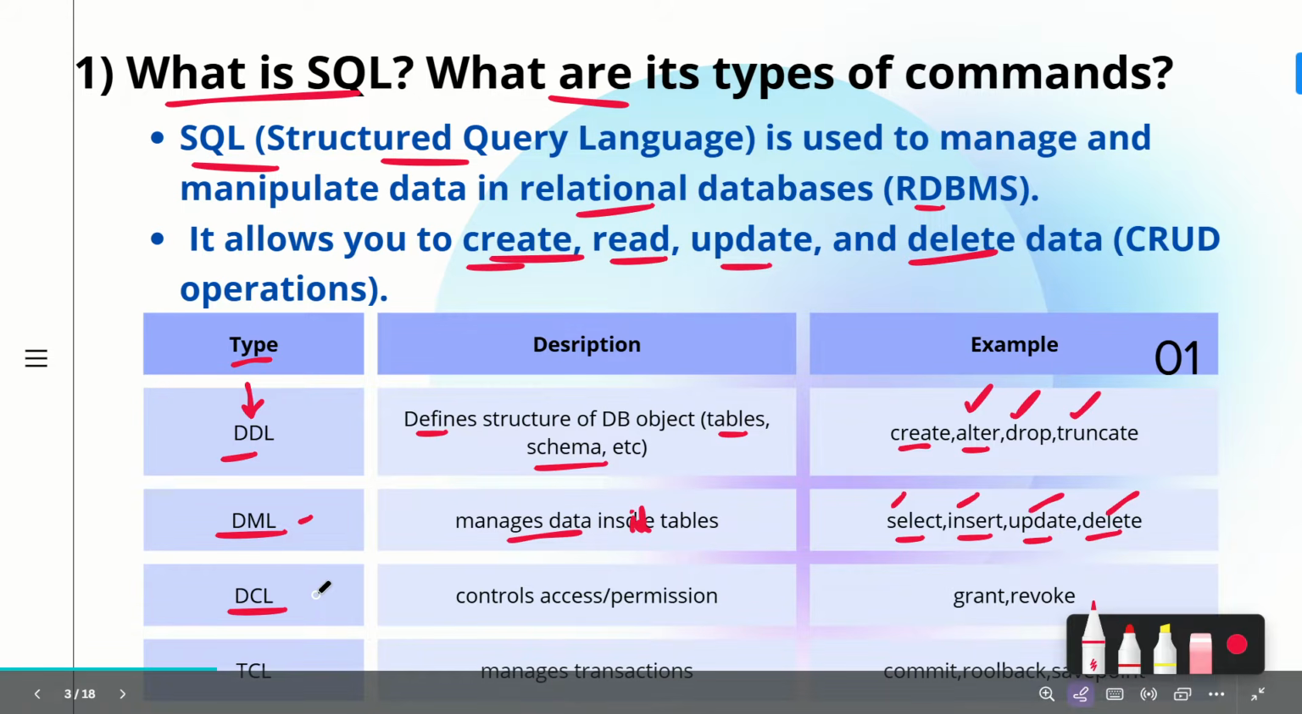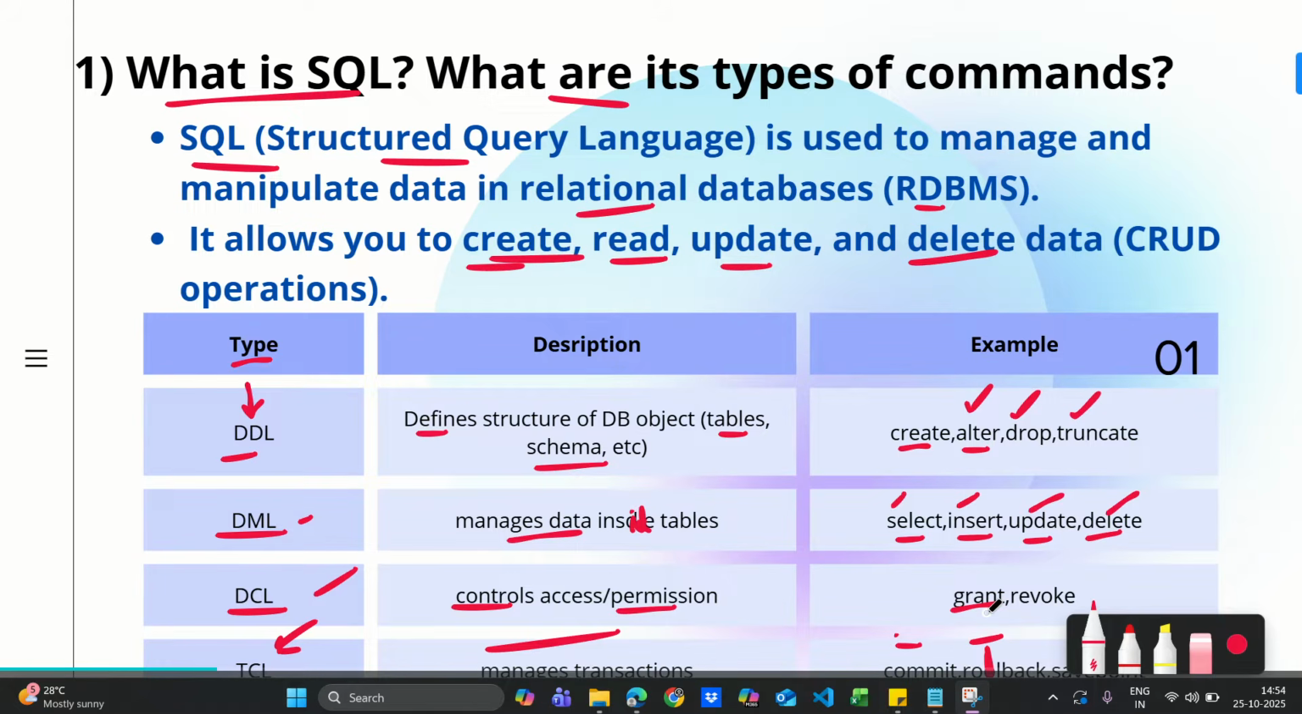Then we have DCL. DCL is nothing but data control language. It is helpful for controlling access, or giving permission, and the commands available are grant and revoke. Then we have TCL. What is TCL? TCL is transaction control language, and it is helpful in managing the transactions. The commands available in TCL are rollback, commit, and also savepoint.